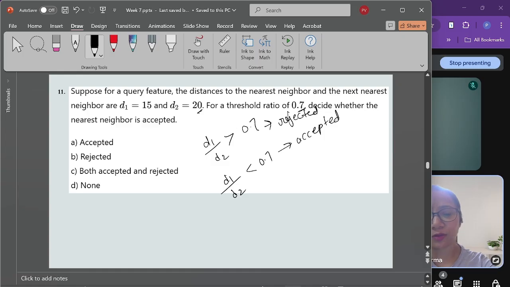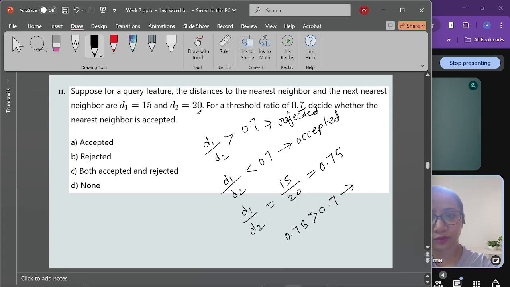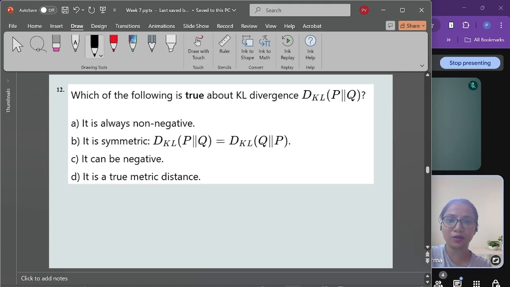Okay, so can you calculate and let me know what will be the ratio of D1 by D2? That is 15 by 20. So if you calculate, you will get 0.75. So 0.75 is greater than 0.7. So this is rejected. Yes, ma'am. So option B is the correct answer for this question. Okay, so moving to the next question now quickly.